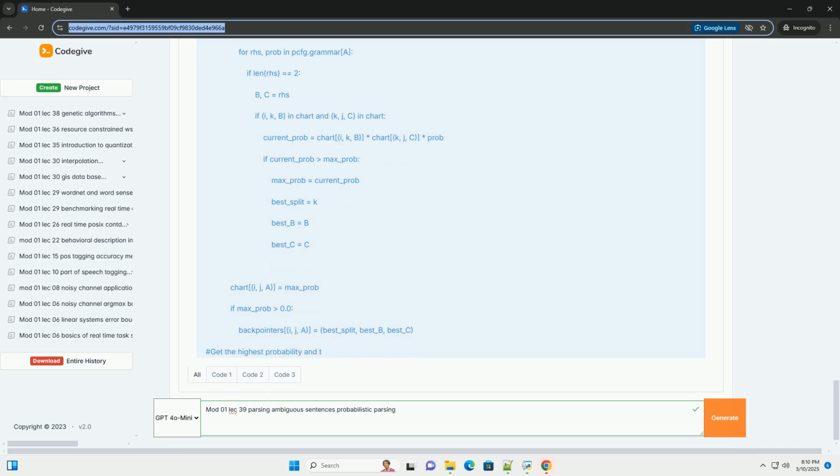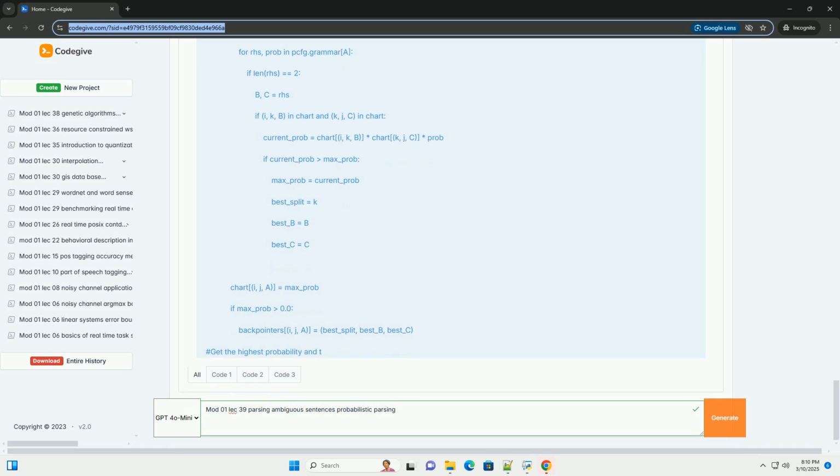The probability of C deriving w_{k+1}..w_j. If A is already in chart[i, j], keep the A with the highest probability. This is where the Viterbi algorithm's dynamic programming comes into play. We only keep the best probability for each non-terminal at each cell.